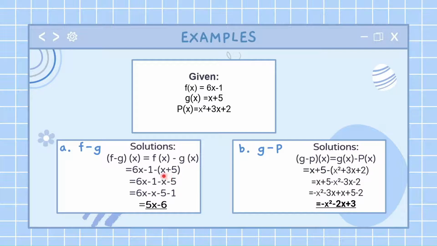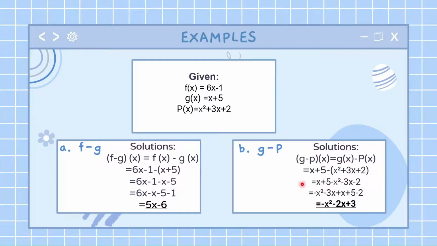Well, like what we did in example A, we need to distribute the minus or the negative sign. So positive x squared would become negative x squared, positive 3x would become negative 3x, and positive 2 would become negative 2. There's nothing we need to change in the first function, so just copy it. x plus 5 minus x squared minus 3x minus 2 would be the result of us distributing the minus sign.